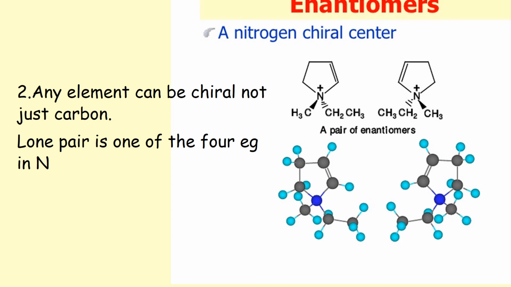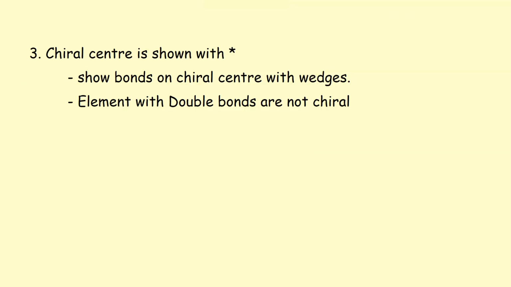2, any element can be chiral, not just carbon. Lone pair is one of the 4 examples in nitrogen. So if you look at this one here, that is a chiral center. And I know I've shown you this before. Chiral centers are shown with stars. So important. You show wedges, and also elements with double bonds are not chiral.